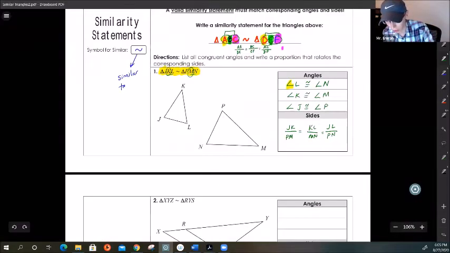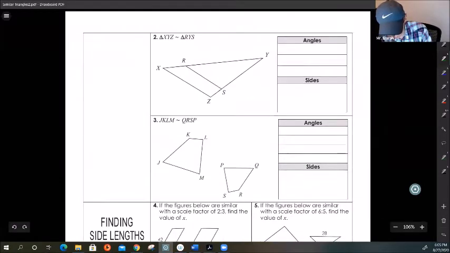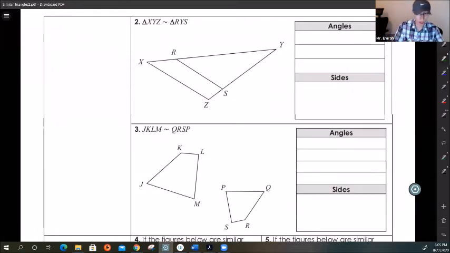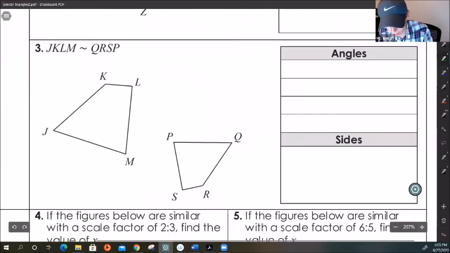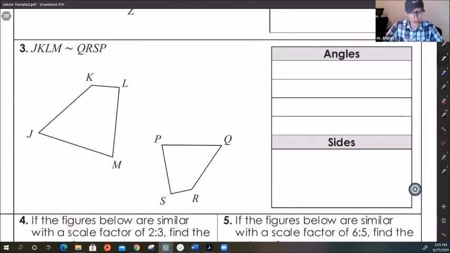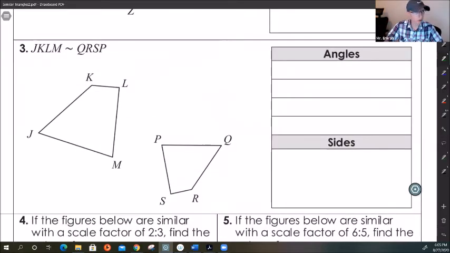We can do one here. It doesn't necessarily have to be a triangle. It can be a quadrilateral. It's going to be the exact same thing, so you're going to have one more equation, one more proportion there. By looking at these two, I want you to try and write your own corresponding angles and proportion of the corresponding side lengths, like J over Q is equal to what? So write all of them, please.